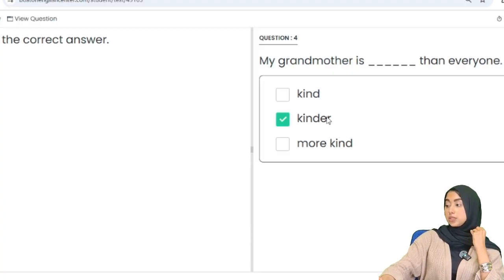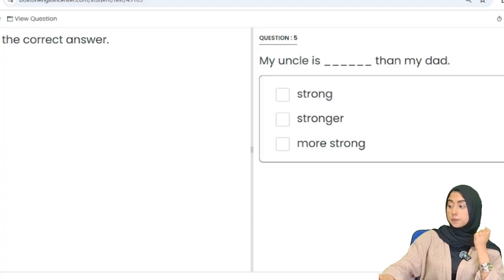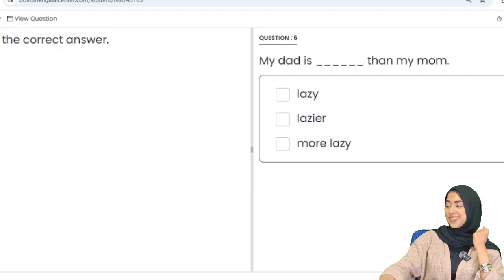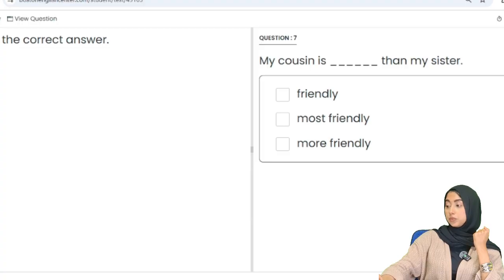My uncle is stronger than my dad. Stronger. Good job. My dad is lazier than my mom. Yes, lazier than. Good job. My cousin is more friendly than my sister. More friendly than my sister. Good job. And yeah, that was it for the grammar.